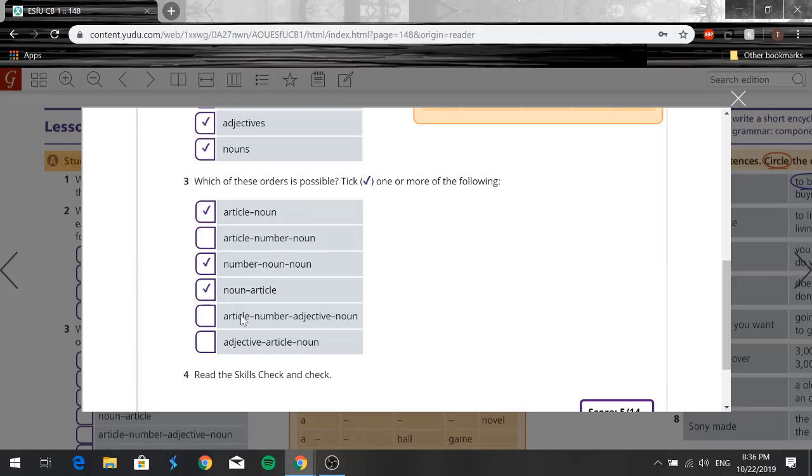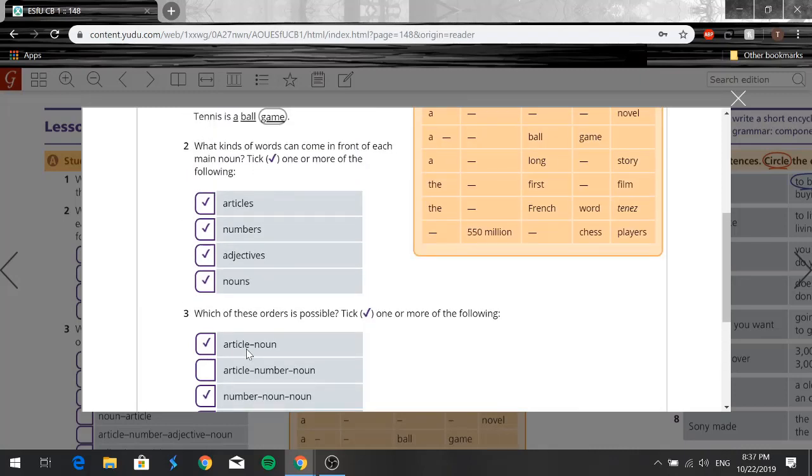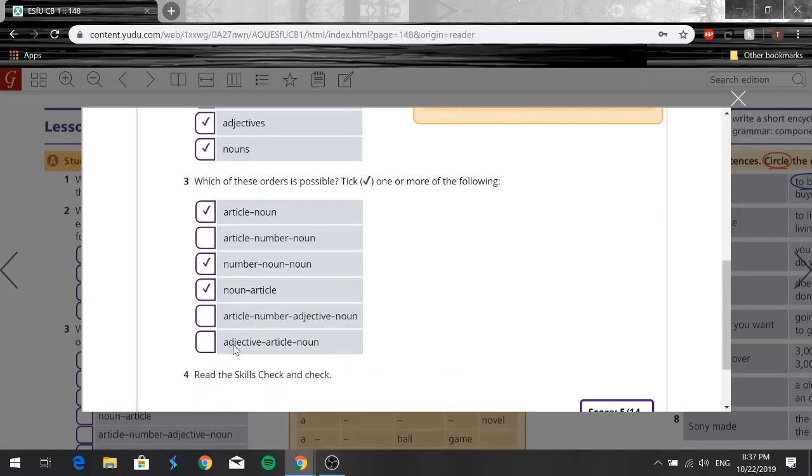Let's go to the next one. We have article, and then a number, and then an adjective, and then a noun. Well, if I say the 550, for example, long people, it doesn't make sense, you guys. It's not grammatically correct. So this is wrong. Then we have adjective plus article plus noun. This is super wrong. You cannot say that. So you can't just say long chess, or long Mike, for example, or people. It's wrong. So in this case, it's wrong.